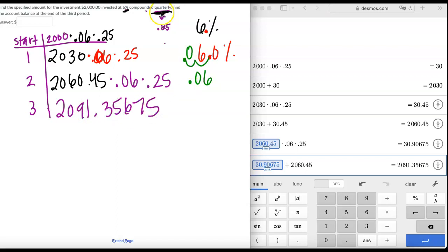2091.35675. But we're talking about money, right? That means we only want 2 numbers after the decimal. Because that's a 6, it's going to change this 5 to 1 greater. Okay, so my answer is going to be $2,091.36. Okay, so that's a quarterly example.